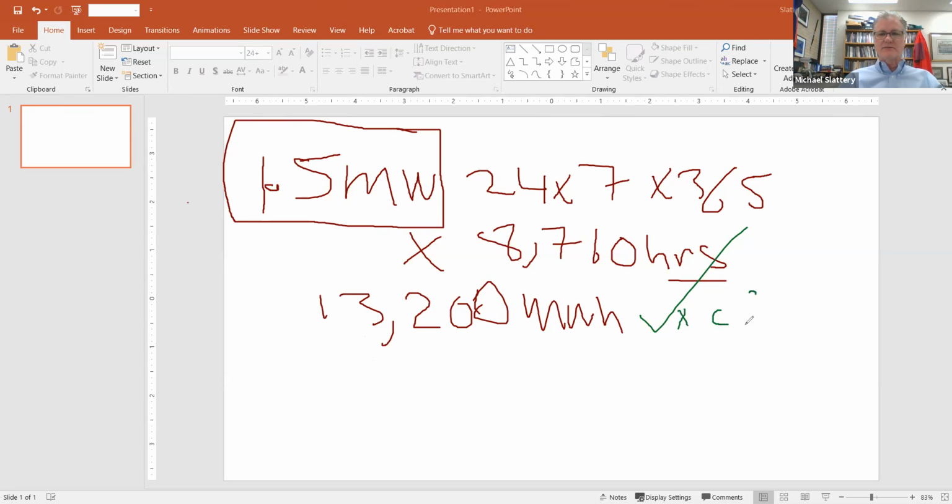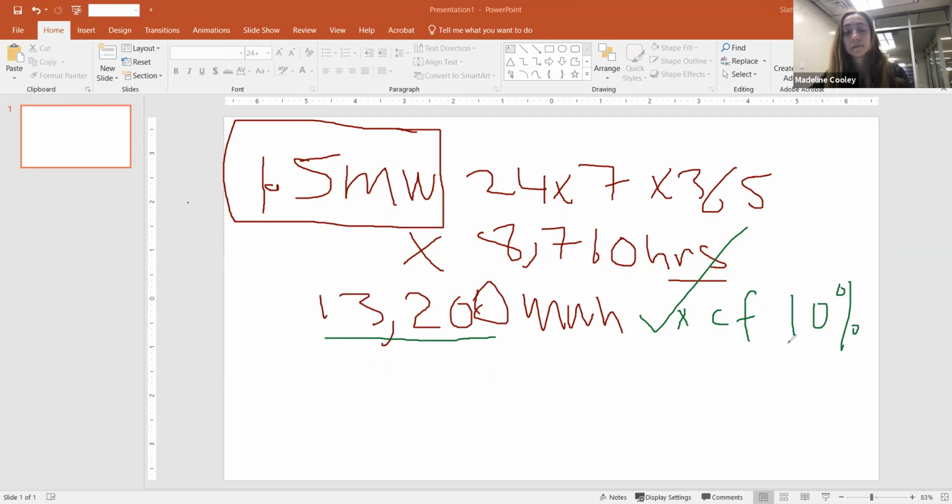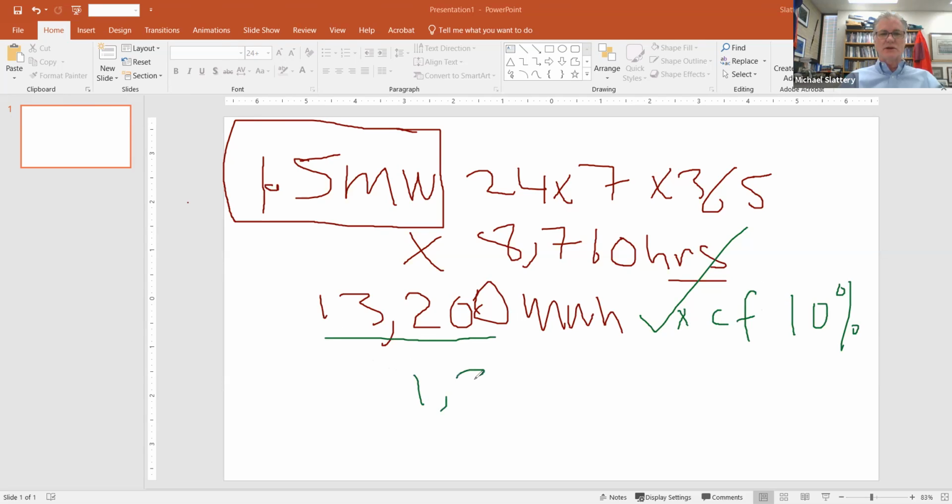I've got to give you the capacity factor. Let's say I give you a capacity factor of 10%. In other words, this wind turbine is not generating its full 13,200. It's only going to generate 10% of that, right? So you multiply 13,200 by 10%, and that gives you 1,320 megawatt hours of energy actually generated, not the 13,000, because only 10% of 13,000 is generated. So it ends up 1,320, right?